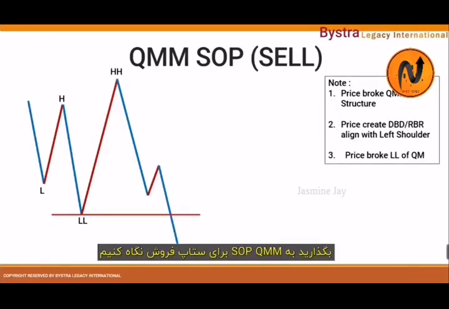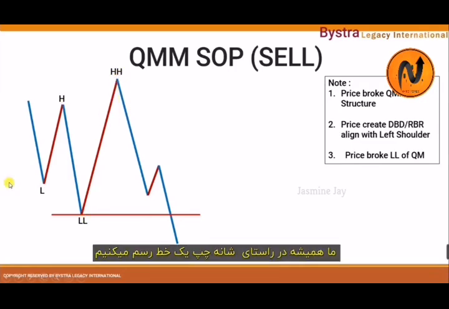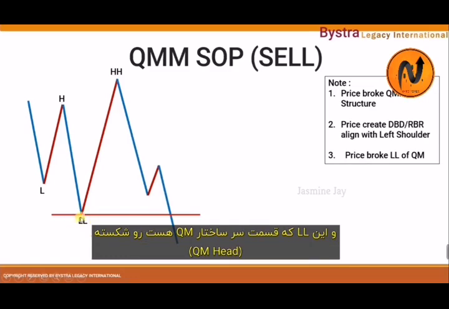Let's look at the SOP for QM manipulation for a sell setup. As we can see here, there's a structure for QM, which is this one: the low, high, lower low, higher high. Normally on the QMR, we always sell aligned with this left shoulder. Instead, the price didn't react to this left shoulder, made a base drop, and continued downwards and broke this lower low, the QM head structure.